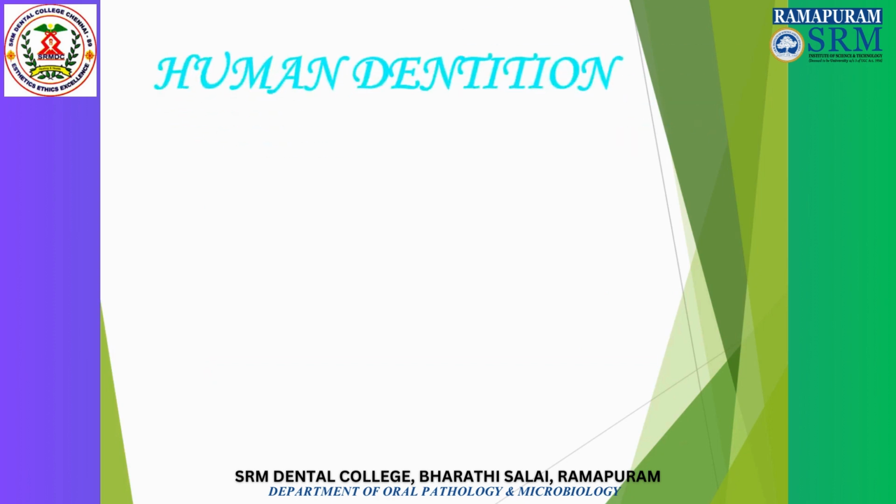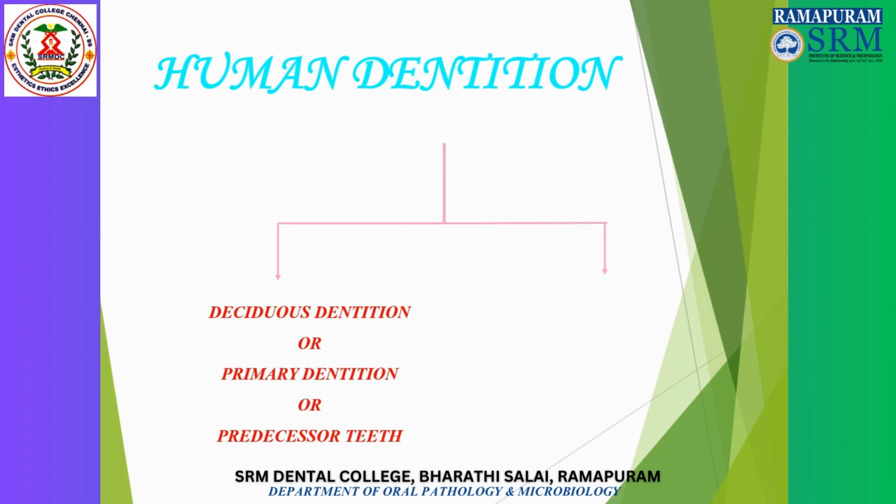So as you all know, the human dentition can be divided into primary dentition and permanent dentition. The primary dentition is also called deciduous dentition, and the secondary dentition is the one which is called permanent dentition. The other name for the primary teeth is the predecessor teeth, and the permanent teeth are referred to as succedaneous teeth because they succeed the primary teeth. So the two types of dentition include deciduous dentition, because they exfoliate, and then we have the permanent dentition, which is going to be retained for the lifetime of the patient.